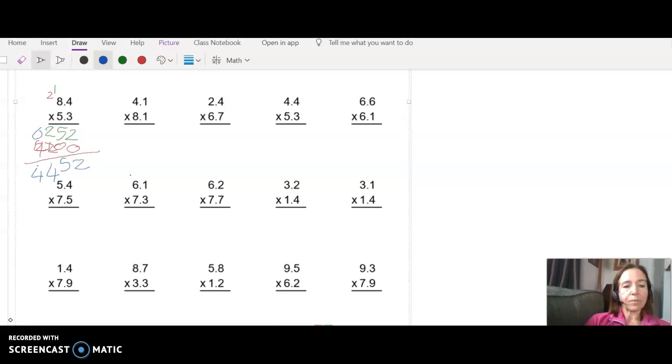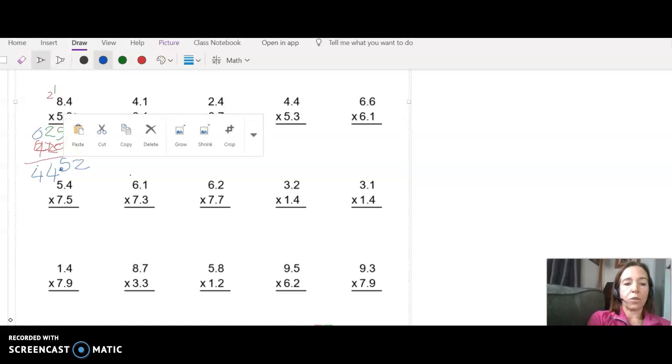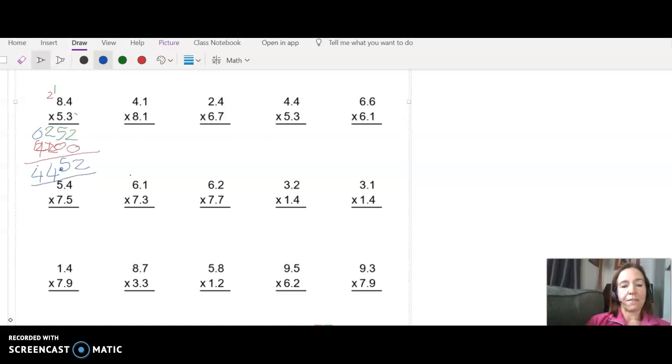Now, in my question, I've got 2 digits that are after a decimal place. That means I need to have 2 digits after the decimal place in my answer. So 1, 2, so it's 44.52. So in all of these questions, there are 2 numbers after decimal points. So there will always be 2 decimal places in your answers.